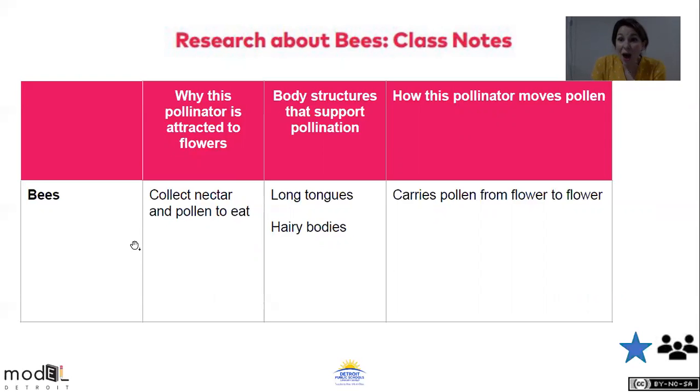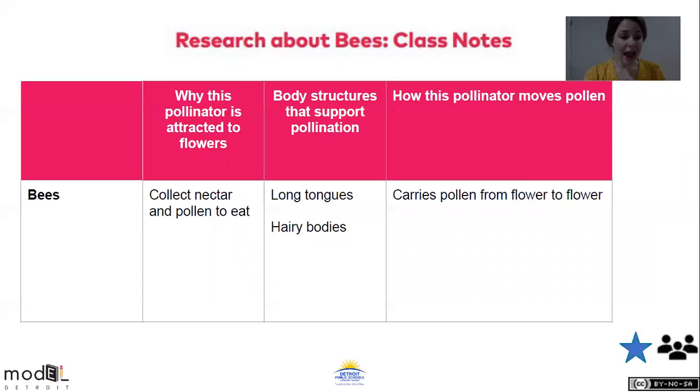Also, friends, a bee's body is very furry. So when it's furry, the pollen sticks to the fur, right? And that's what helps the pollen move from one flower to another flower while the bee is going to collect nectar. And then how this pollinator moves the pollen, it carries it from one flower to another flower. Its body is why it is such a great pollinator. Okay, friends?